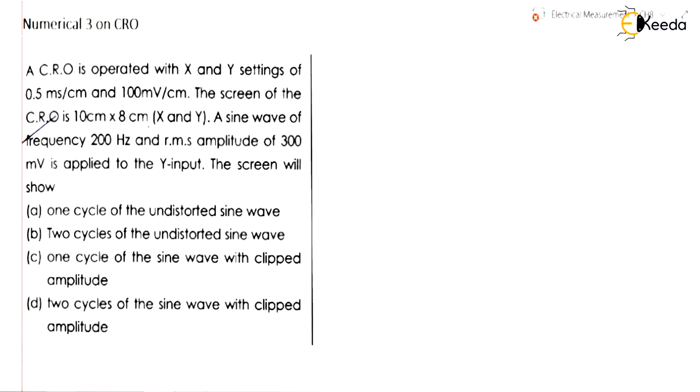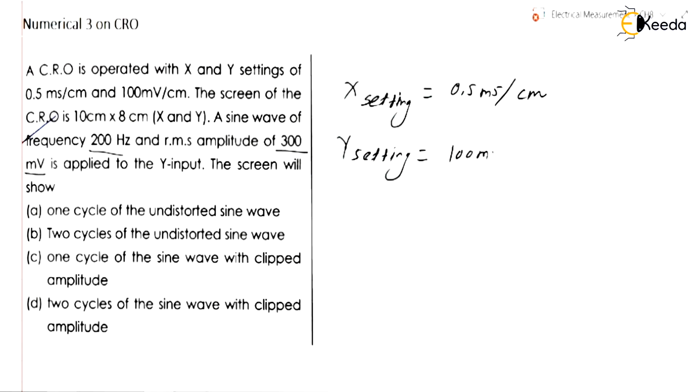A sine wave of frequency 200 Hz and an RMS amplitude of 300 millivolt is applied to the Y input. The screen will show, and they have given the options. If you check here, the X setting, X is nothing but horizontal, is 0.5 millisecond per centimeter. The Y setting we are having is 100 millivolt per centimeter.